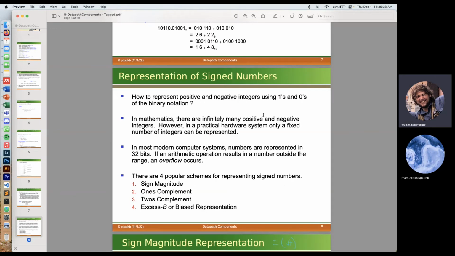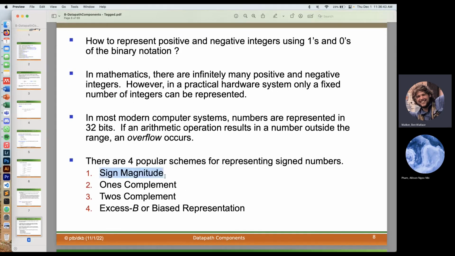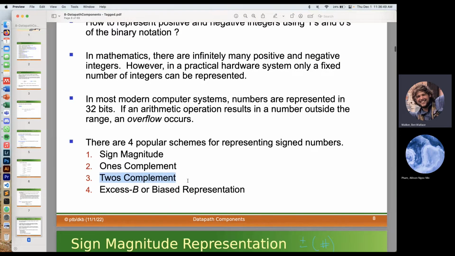All right, so there's 4 popular ways to represent signed numbers. You can do sign magnitude, 1's complement, 2's complement, and XSB. 2's complement is the most common. You'll see it used a lot because it's really, really convenient. With 2's complement, you can add signed negative numbers and positive numbers. You can do subtractions without having to do any extra operations to them.